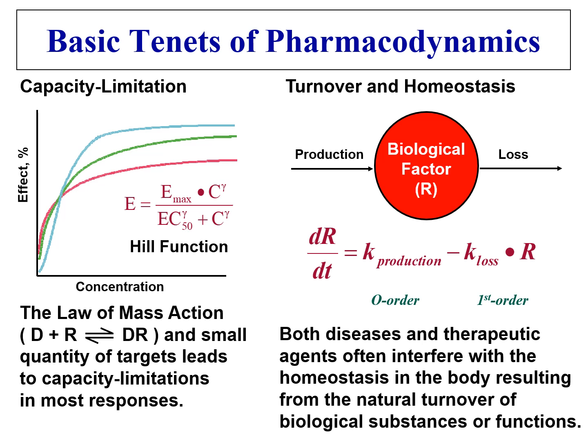For turnover and homeostasis, we're dealing with biological factors or structures or activities where there's production processes and loss processes. The production processes, most simply, are zero order. The loss processes, most simply, are first order. So that presents a simple paradigm for turnover and represents a basic starting point for many of our pharmacodynamic models.